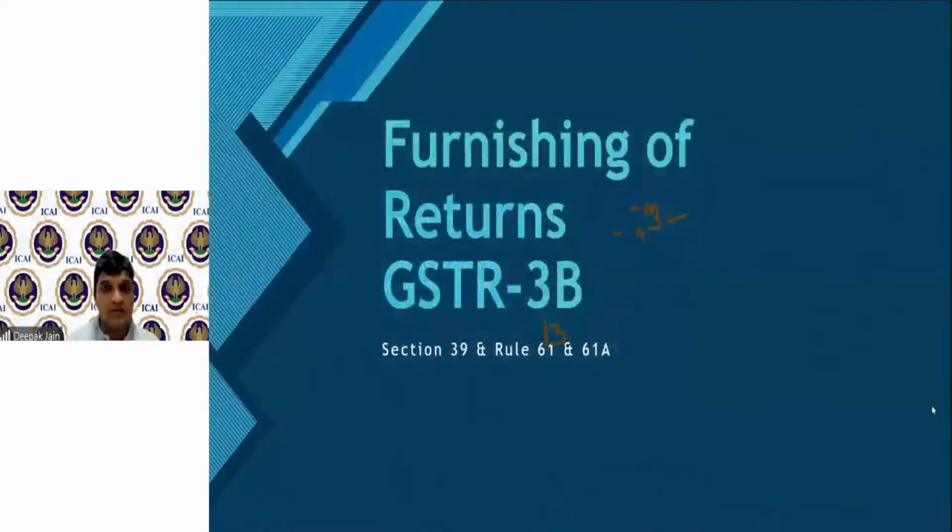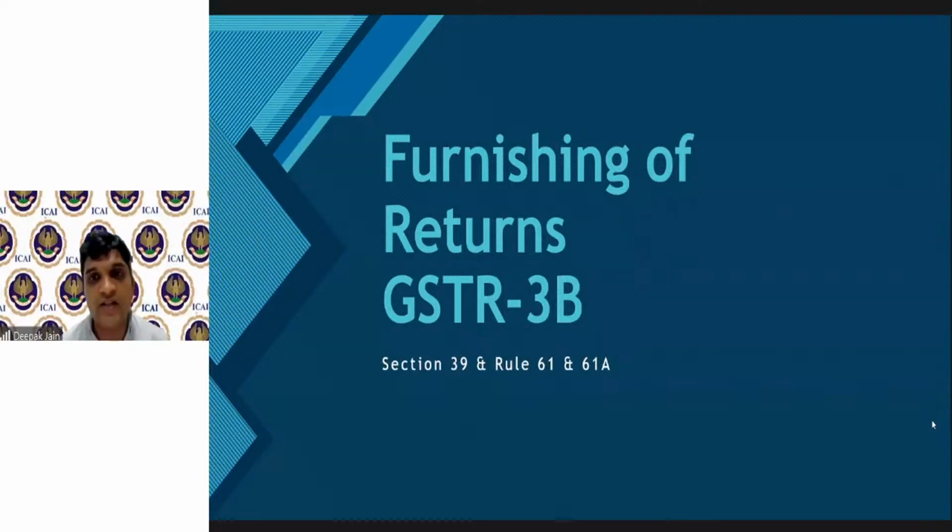Let's proceed with what happens in case of furnishing of returns, which is your GSTR-3B. We saw the chart, no? GSTR-1, then you get GSTR-2A, then you file your GSTR-3B. Okay, how do we file the GSTR-3B?